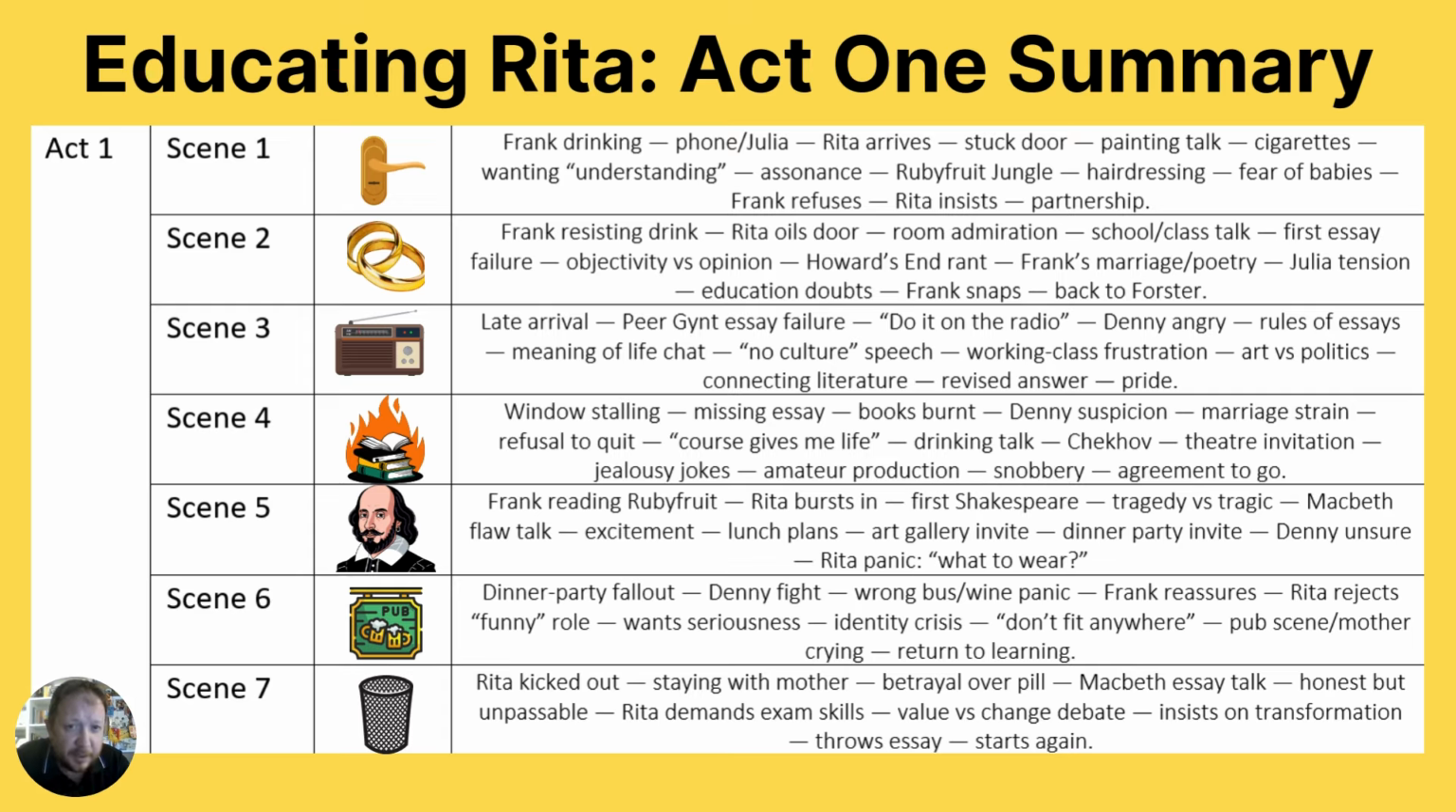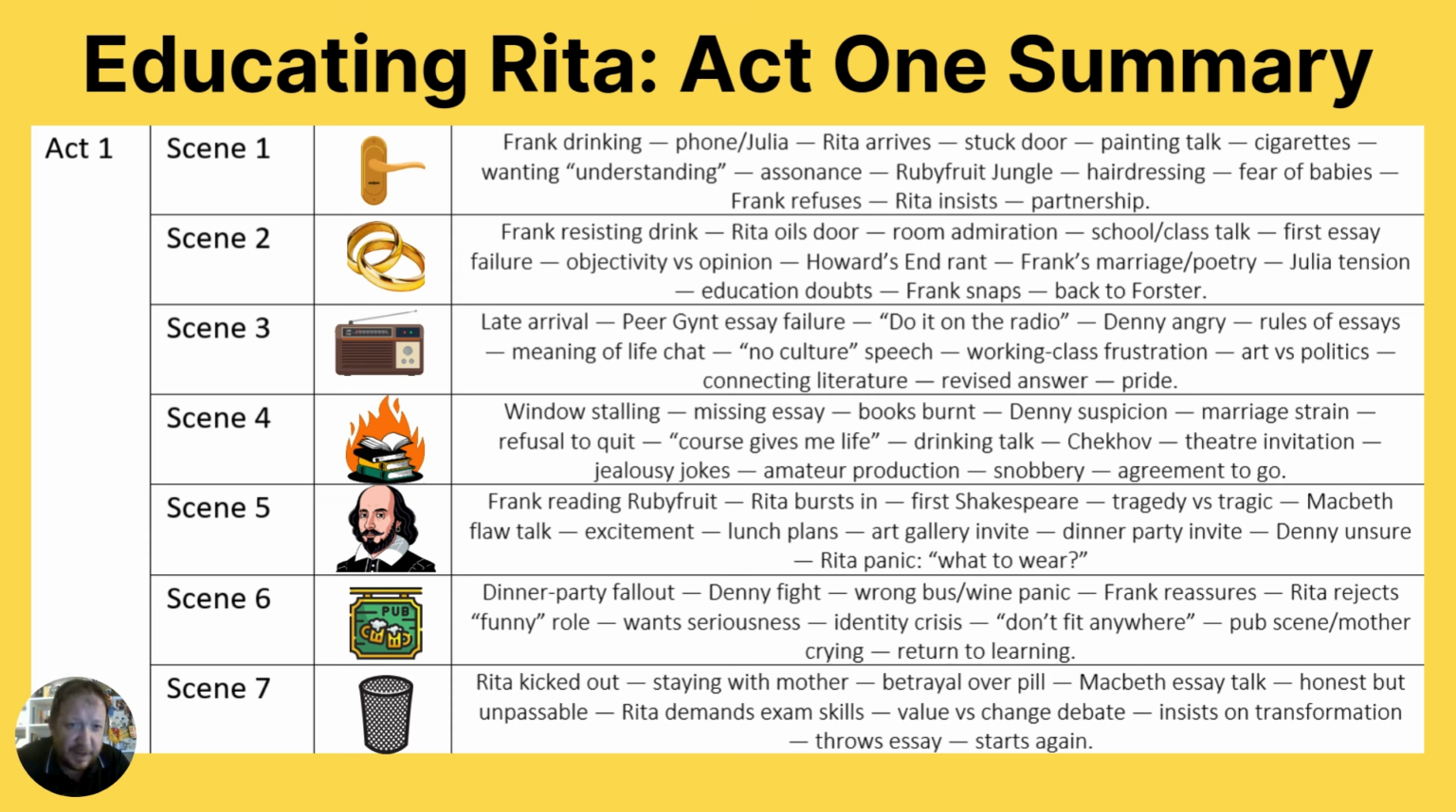Scene 4, you've got the missing essay, the books burnt, the refusal to quit, the course gives me life, and the Chekhov situation. Scene 5, when Rita bursts in because she's seen Macbeth, and she's just so passionate, wanting to shout out at Lady Macbeth, etc. Frank is taken aback by this and feels a really close connection. Maybe I'd argue that this is where they are the closest, and he invites her around to his house, and Rita has the panic of what to wear.